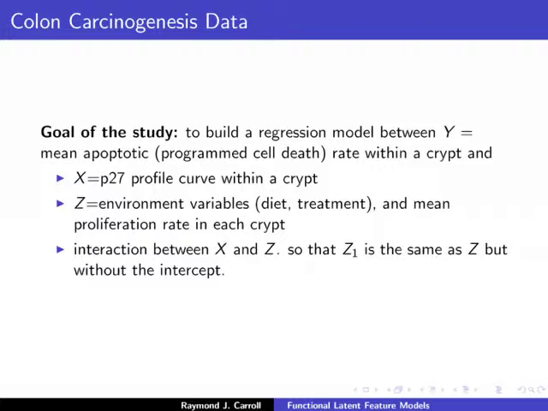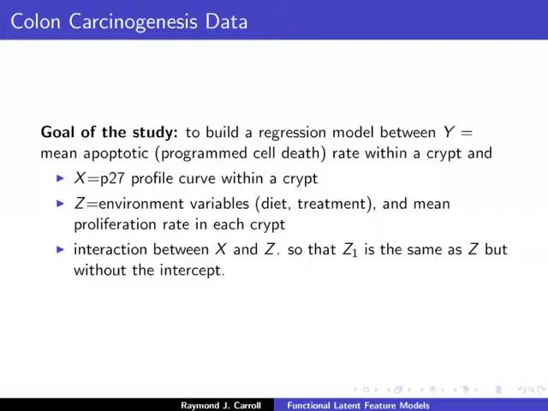And what I'm interested in is how P27 relates to cell death, programmed cell death. Your cells die all the time. This is good. If you have a damaged cell, you want it to kill itself. So cells need to commit suicide if they're damaged. What we want to understand is how the P27 relates to programmed cell death, and also the environmental variables, which are diet and treatment, and the proliferation rate in each crypt. Proliferation is bad when you've got a tumor and cells start proliferating and you end up with a metastatic tumor.